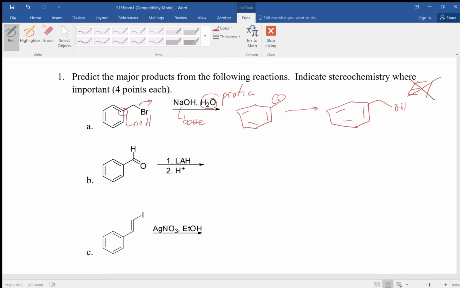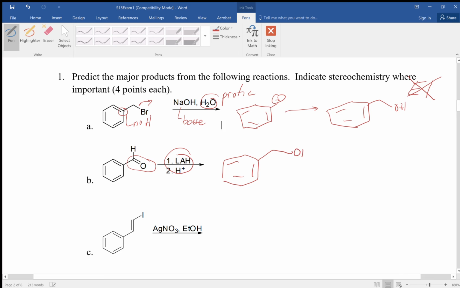Part B, we have LAH. LAH is a strong reductant, and the functional group that we normally reduce is a carbonyl. Now here we have an aldehyde, so it really wouldn't matter if we had LAH or sodium borohydride. Both of them will very easily reduce an aldehyde to give us an alcohol.